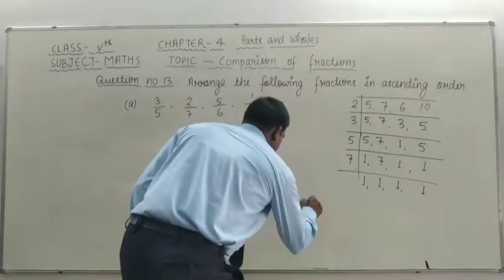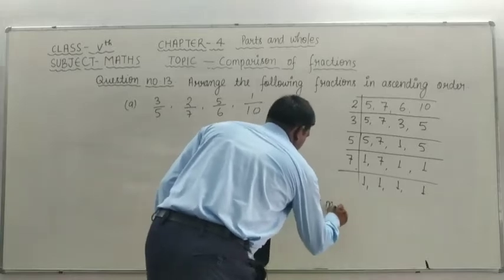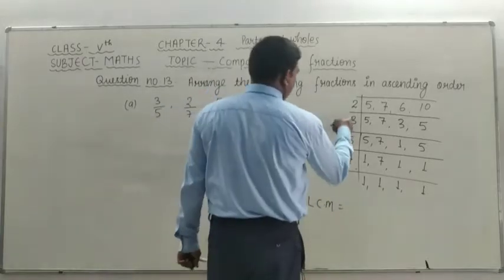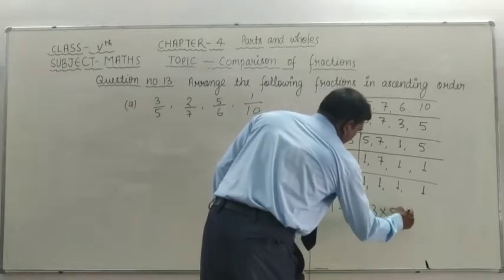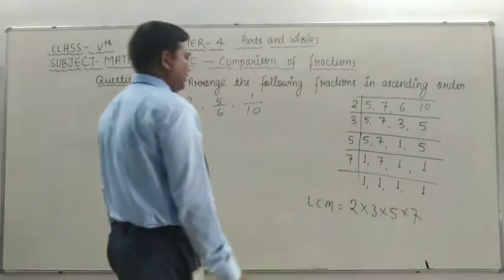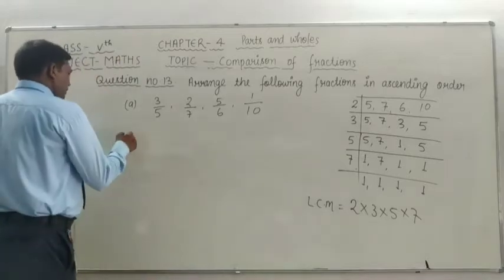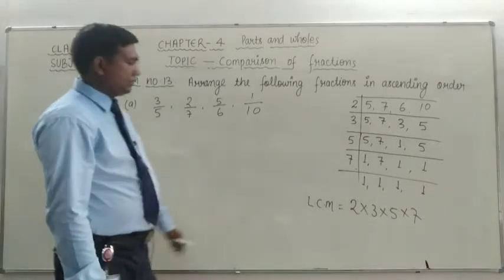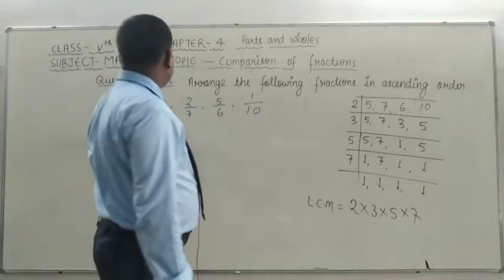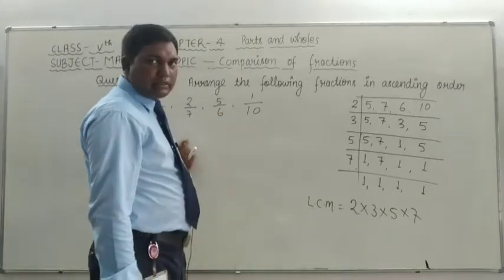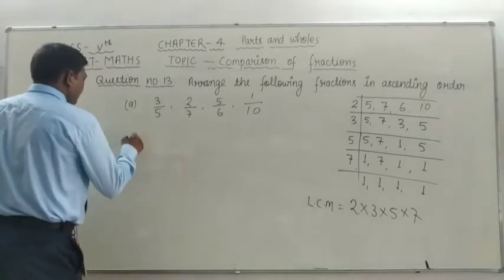Then the LCM is equal to 2 multiplied by 3 multiplied by 5 multiplied by 7. Then we have to arrange all equivalent fractions. Okay, look at here carefully.